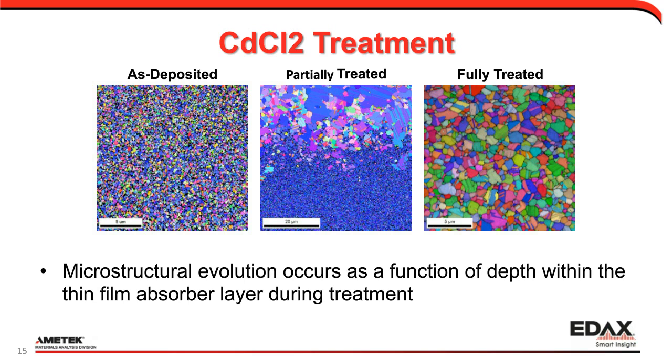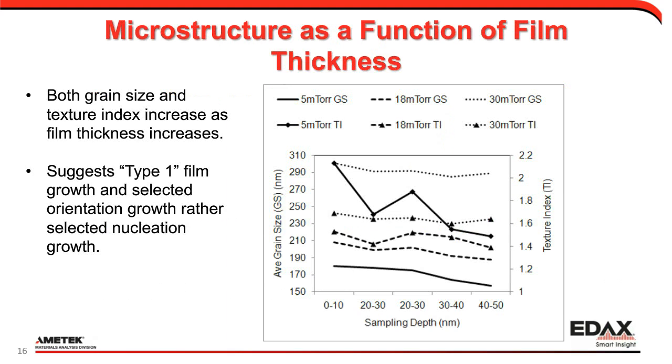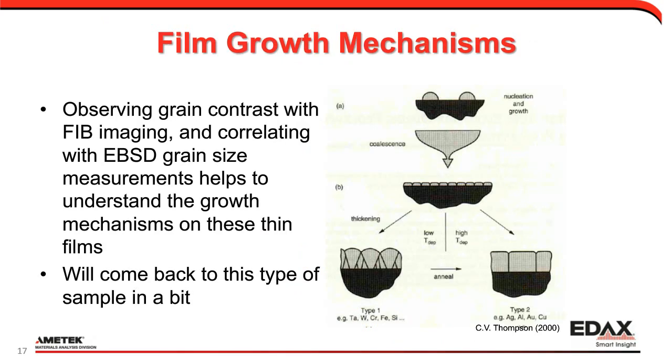And we can plot that out on a little chart here to say here's the grain size as a function of depth. And by knowing the grain size as a function of depth and sort of how it changes, we get an idea of what the growth mechanisms are. And so, once we understand what the mechanisms are, then we can start thinking about engineering for improved efficiencies.